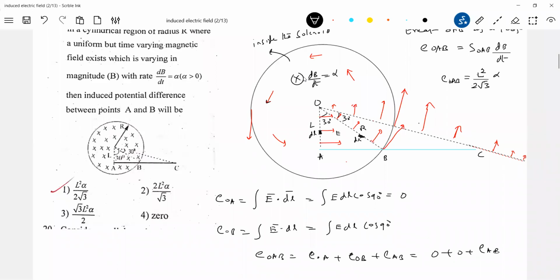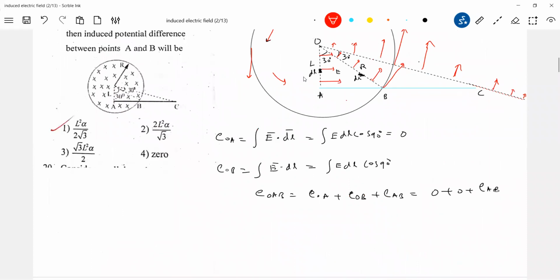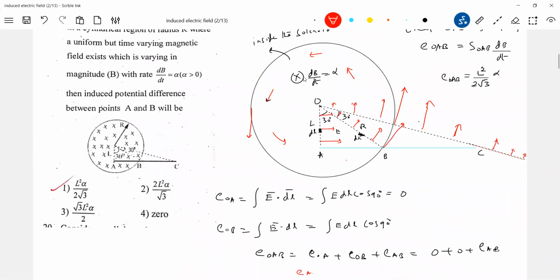The induced electric field should be tangential, meaning in a region if the magnetic field is varying here, E bar is varying everywhere, you have to draw a tangent. Like this, it will be. Draw a circle, draw a tangent. So finally, E_AB should be equal to E_OAB only. This should be equal to L square alpha by 2 root 3.